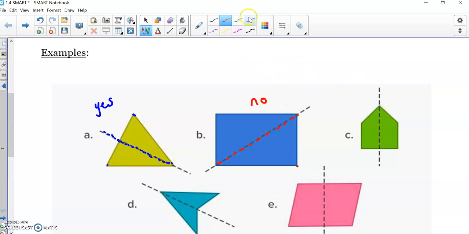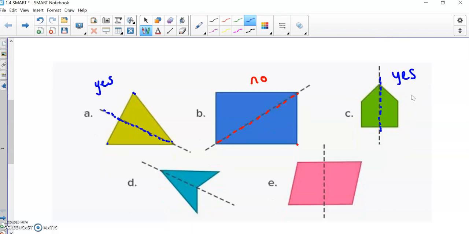Okay? For the next one, if we folded this shape right on that line, you can see that both sides are perfect reflections of each other. So we're going to say yes. Okay, this one, same idea. If we folded this shape on this line, both sides would overlap perfectly. They are reflections, so we'll say yes.